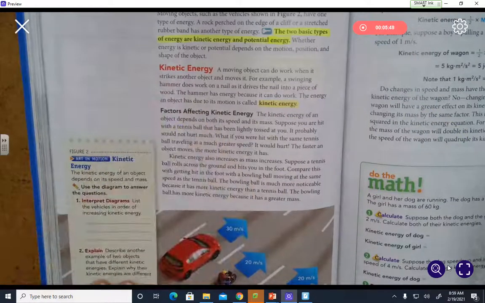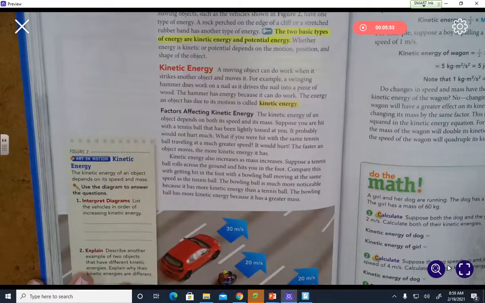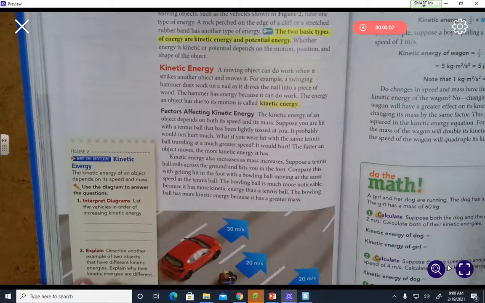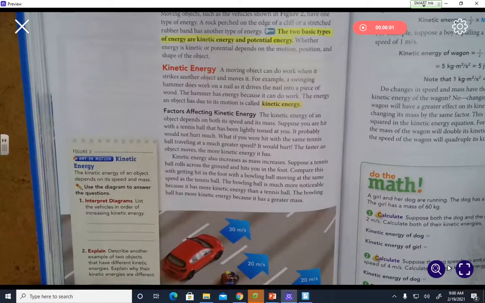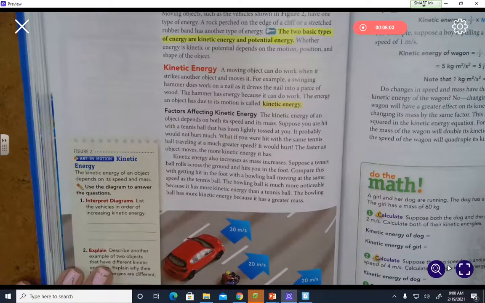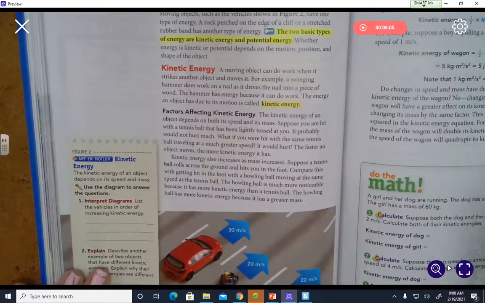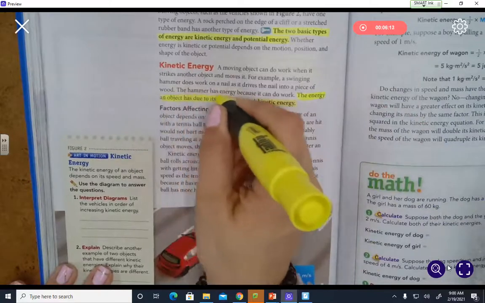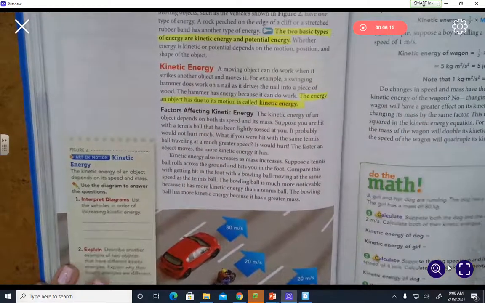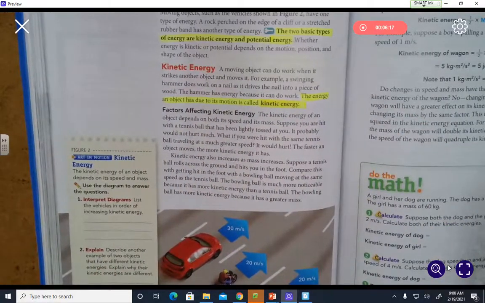Kinetic energy. A moving object can do work when it strikes another object and moves it. For example, a swinging hammer does work on a nail as it drives the nail into a piece of wood. The hammer has energy because it can do work. The energy an object has due to its motion is called kinetic energy. So an object in motion, or energy of motion, is kinetic energy.